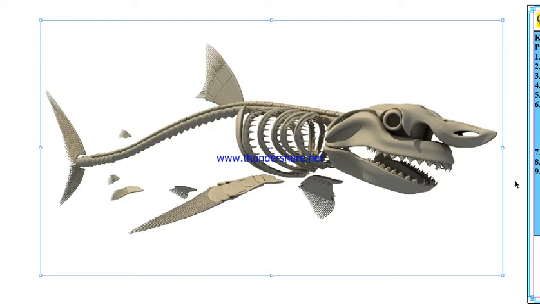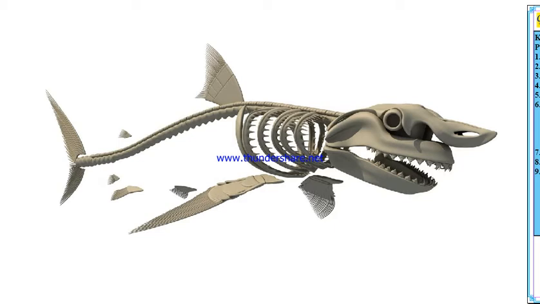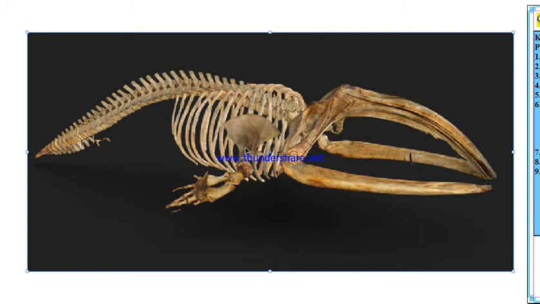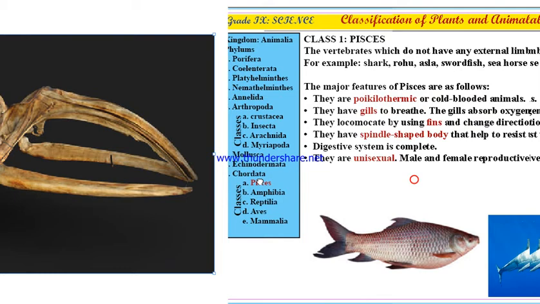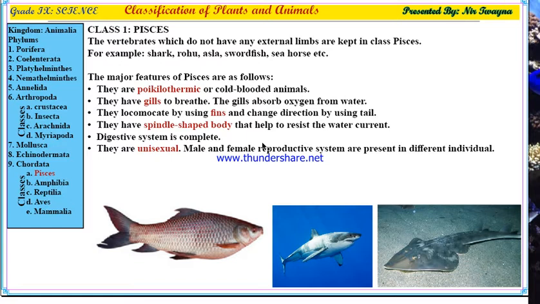But if you have a look at the skeleton of whale, you will see something like this. Look here, this is the shoulder girdle, also called shoulder blade, and from here the bones of forelimbs are there, and these bones of forelimbs are modified into flippers. So whales and dolphins have external limbs. It is the class Pisces that do not have any external limbs.